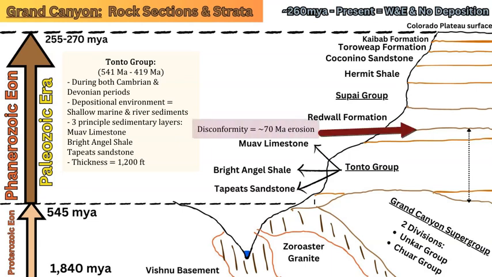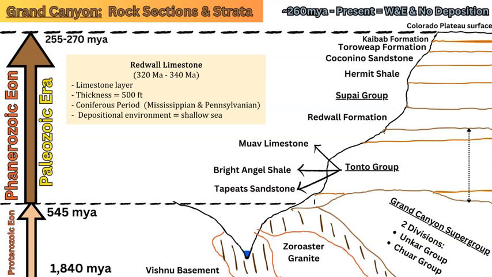Now, above the Tonto group is a layer of unconformity, a disconformity, which means there are 2 sedimentary rock layers either side, and this represents missing time of erosion. Then we have the Redwall limestone. Now, this represents a shallow sea. It is a 500 feet thick layer and starts around 340 million years to about 320 million years. So about 20 million years, a shallow sea was in this area forming and depositing the limestone.